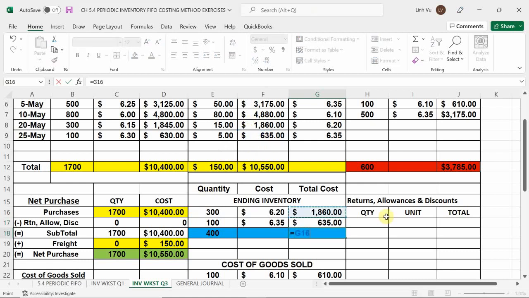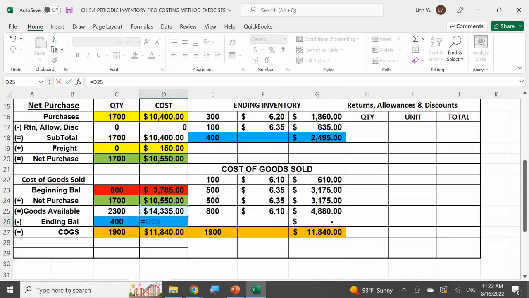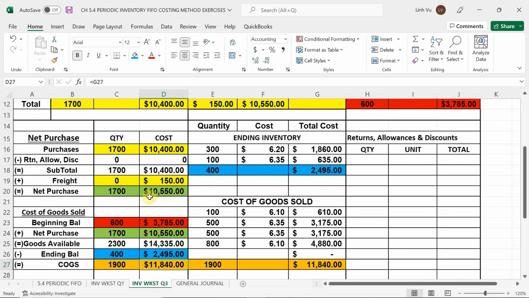So in this case, total for my ending inventory is going to be $2,495. So again, you could do it that way, or you can simply take your goods available minus my cost of goods sold, and I should get the same answer of 2,495. I don't have to add or anything. This way would be a little quicker. Any questions here?